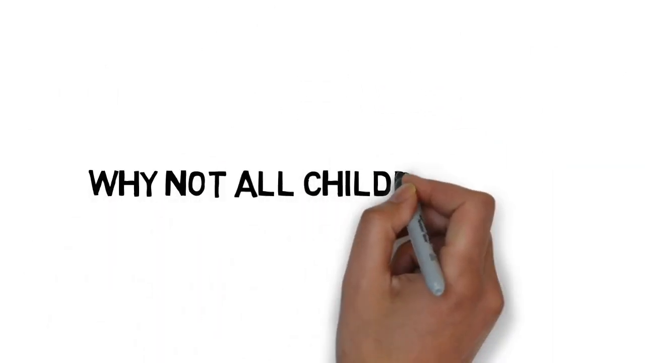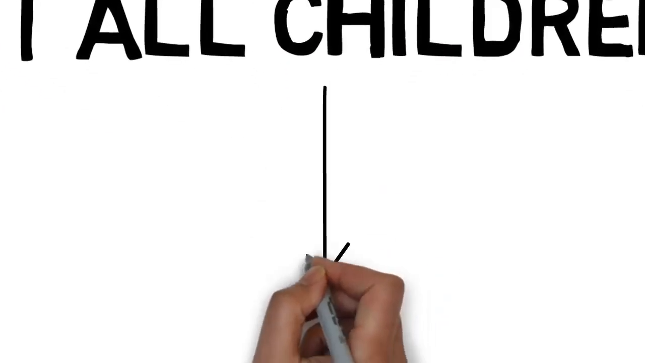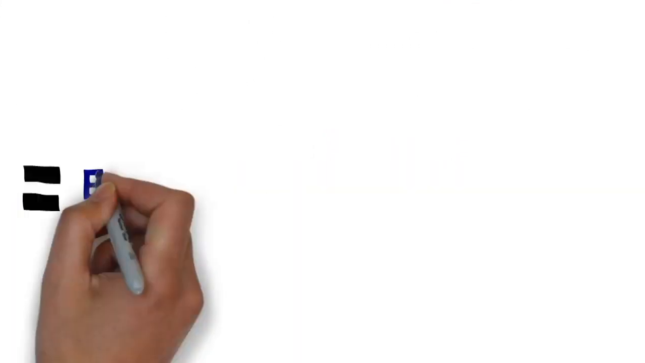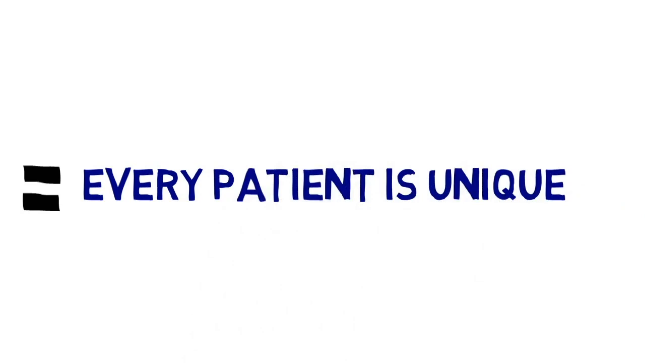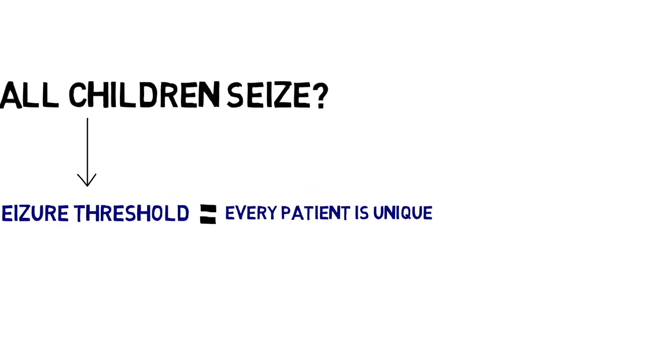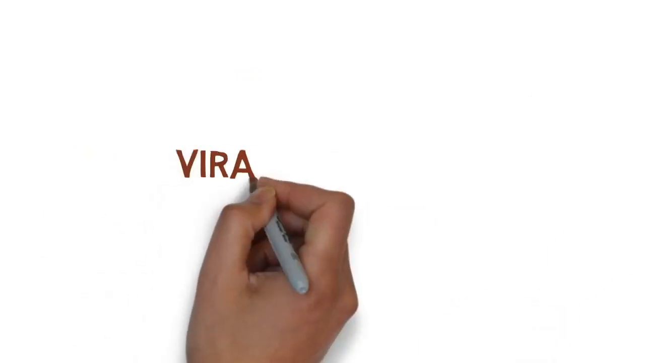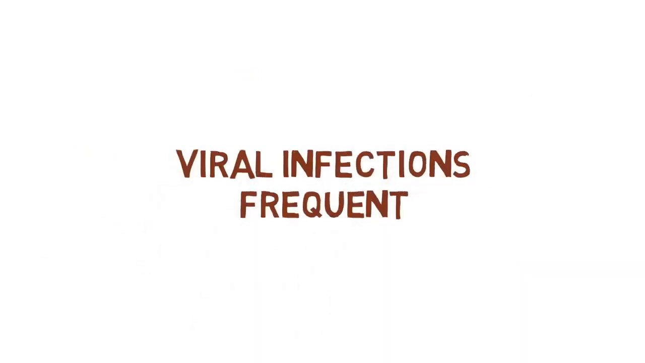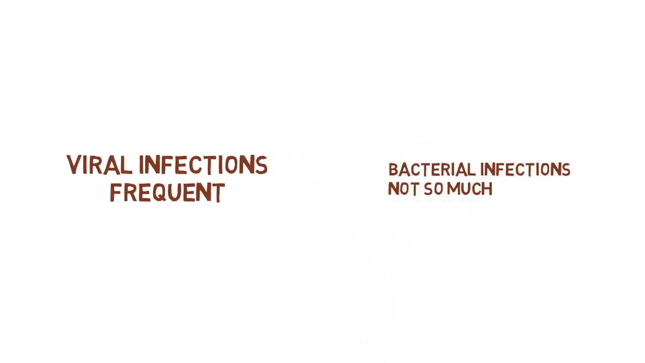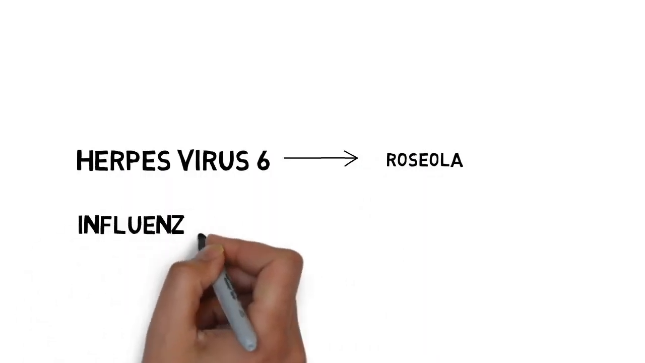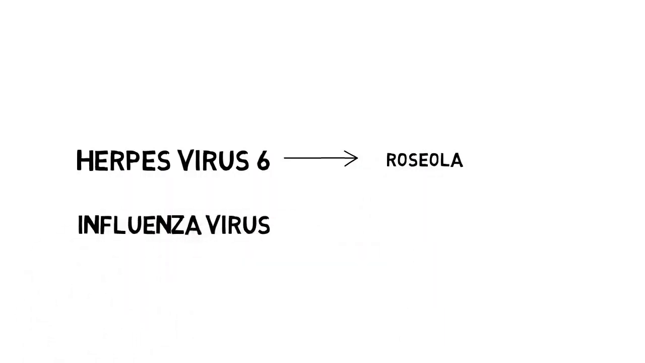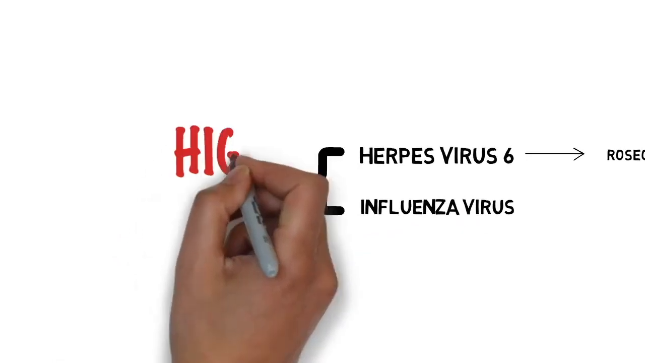But why not every child seizes? Because there are variables that modulate the seizure threshold. Translation: every patient is unique. Some can seize with a fever of 101, others with 102, and even others won't seize with a fever of 104. Now, there are other risk factors. Viral infections are commonly identified in association with febrile seizures. In contrast, bacterial infections are infrequent. Herpes virus 6, also known as roseola, and influenza are highly associated with seizures. Are you thinking why? They are associated with high fever.